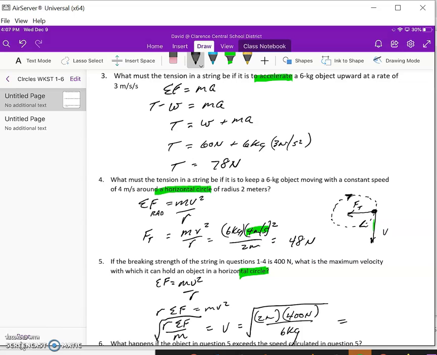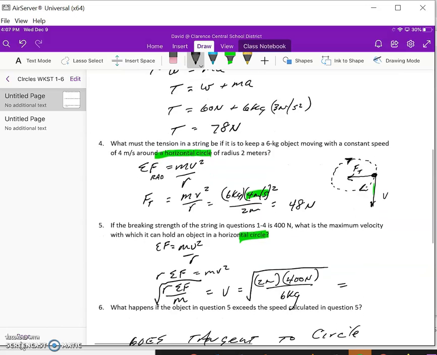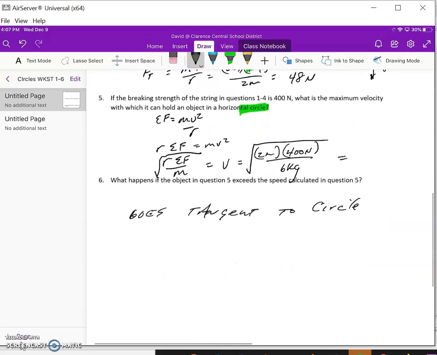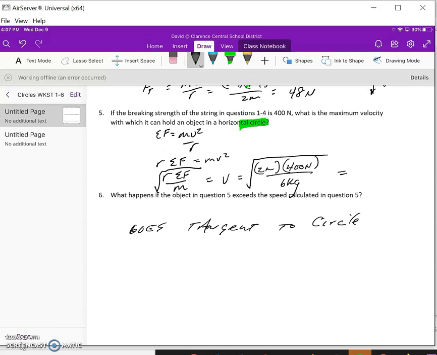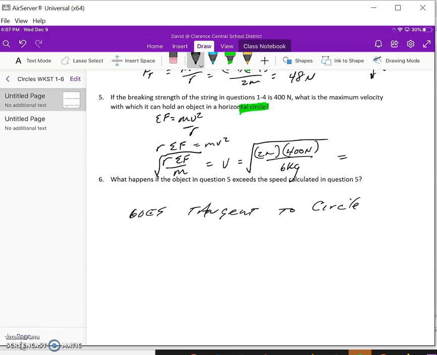How much force is needed to keep it in a circle? 48 newtons for question 4. The string has a certain amount of potential tension. How much can it withstand? And that's going to give us our maximum speed. If the object goes over that maximum speed, it no longer goes into a circle. Instead, it flies off tangent.